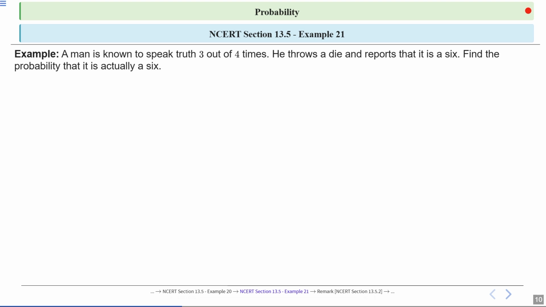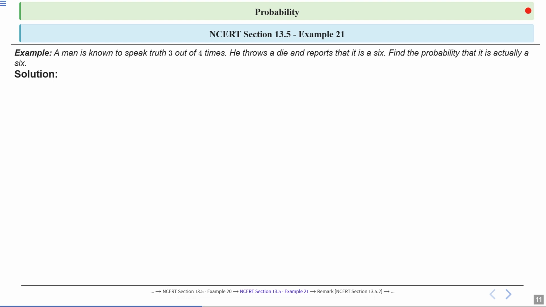In this example, we have a man is known to speak truth 3 out of 4 times. Okay, so we have given here a man is known to speak truth 3 out of 4 times. So he throws a die and reports that it is a 6. So find the probability that it is actually a 6. Okay, so first of all try it yourself and then see solution. So let's solve this example step by step.